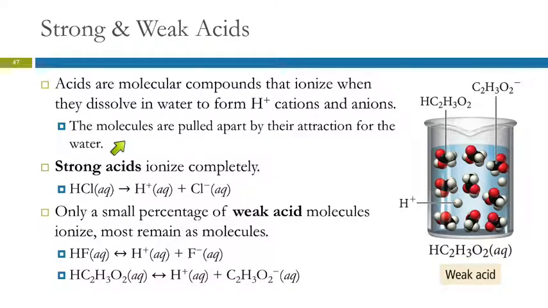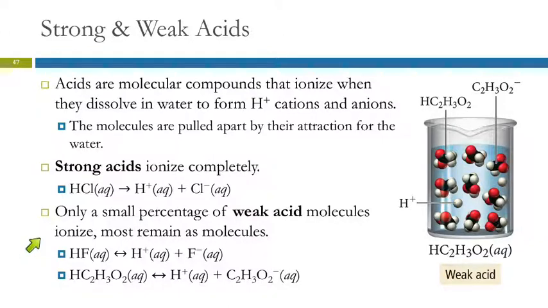So the molecules are really pulled apart by their attraction for the water. So the hydrogen ions and the chloride ions get pulled apart from each other. In a strong acid, the acid ionizes completely. There are no intact molecules of HCl left in an aqueous solution. They all separate into ions.